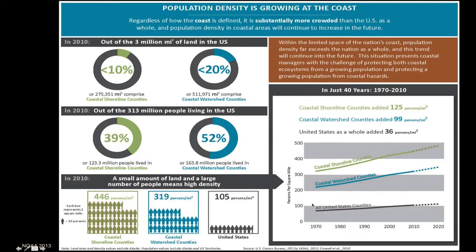And again, if we look back through time, not only are these patterns consistent, but look at the rate of change for all counties. We have more people in every county, but we're going up at this rate. Whereas here, we're adding people faster and faster, right? So we're adding 125 over this 40-year period. We added 125 people per square mile, whereas in the U.S. overall, only 36 people per square mile. So the coastal counties have more people, have greater density, all this kind of stuff, and it's going up faster in our coastal zone. Yeah? Okay.